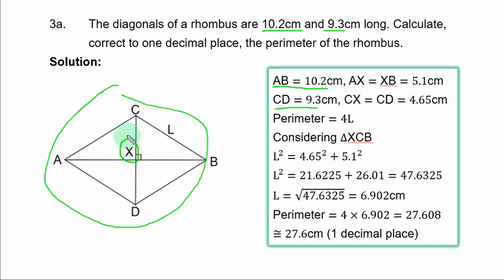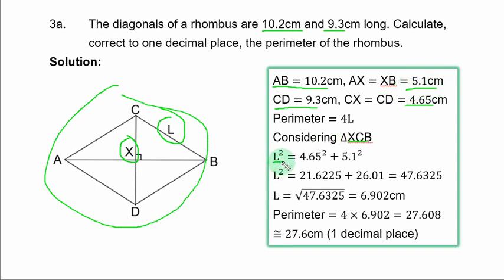Now, the perimeter is the distance around the rhombus. If you are able to get this L and multiply it by 4, it gives us what we need. Now, we want to get L. So let's look at triangle SCB. In SCB, we need CS from CD. So if CD is 9.3, CS becomes half of it. That is 4.65. We also need SB. If AB is 10.2, SB, that is equal to AS, is 5.1.